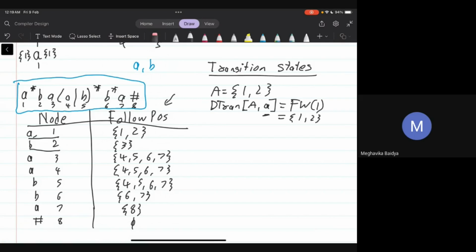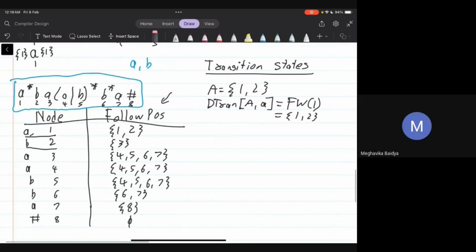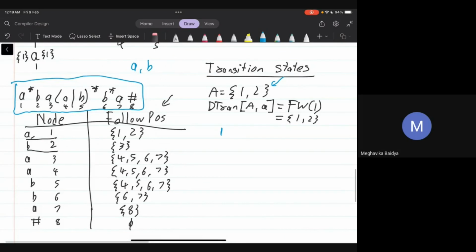Okay, I'm kind of confused here. See, this is your A. So for A, you have to find in the set which is matching with the input symbol. When we numbered it, the 1 was A and the 2 was B, right? The same thing we have annotated here also: A B A B B A hash. So we try to match with that.